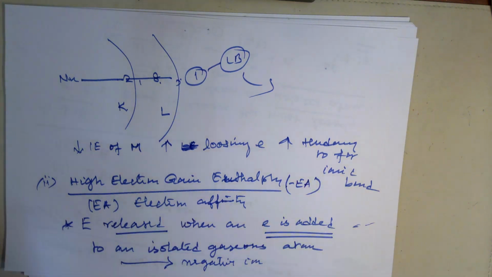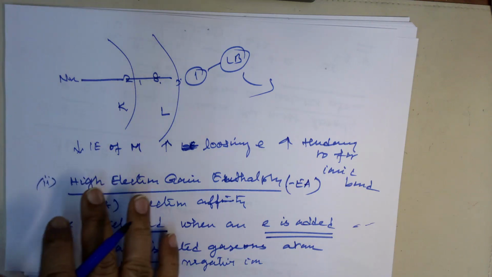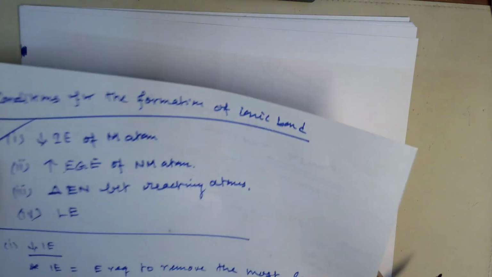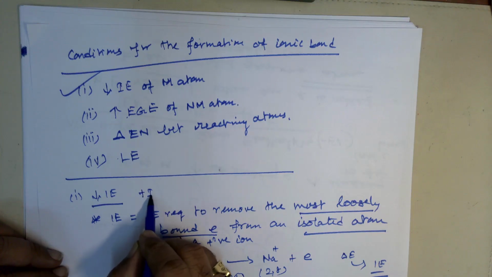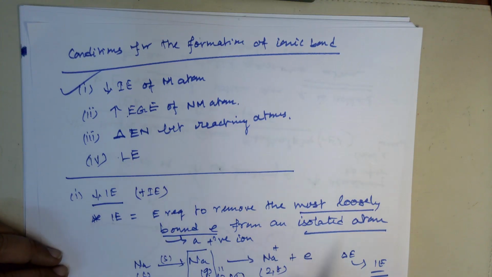And what about ionization enthalpy? That is indicated by plus IE, because the energy is required here. You are taking in.